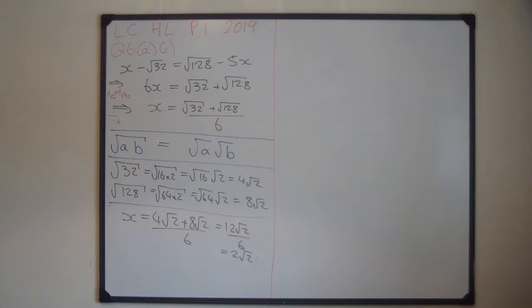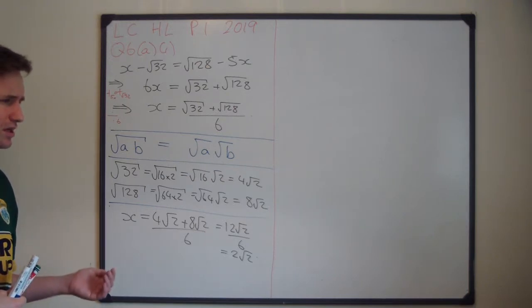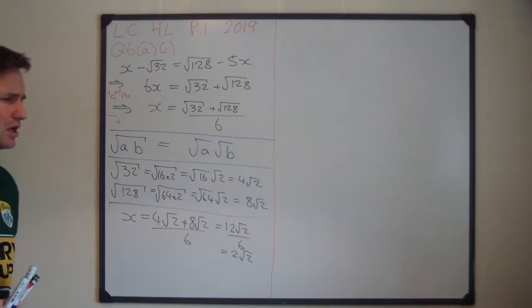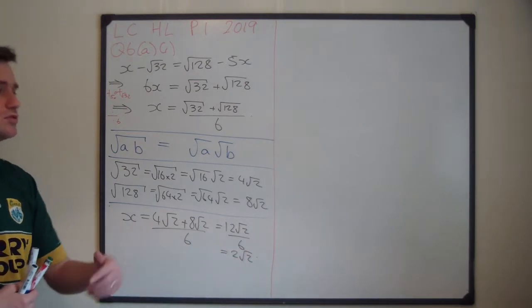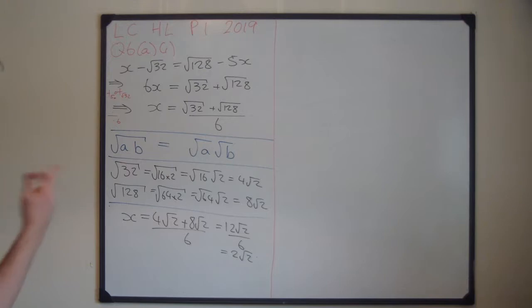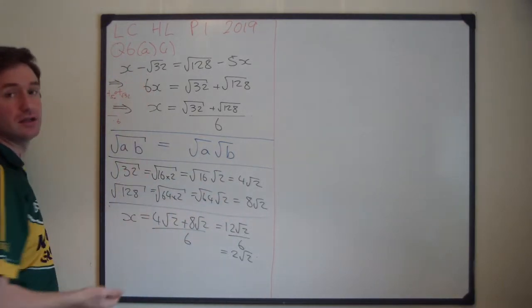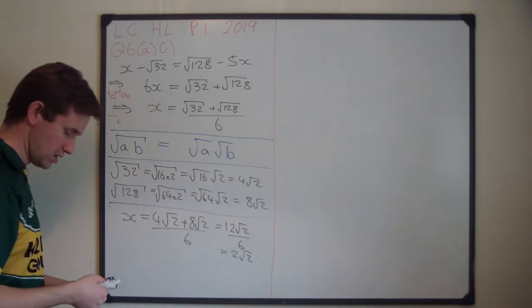Now, let us look at the thing. Have we answered the question as asked? Have we found the value of x? We did. Is it a real number? Yes, it is. Is it in the form a natural number by root 2? Yes, it is. This is all good. If you want, you could substitute back in here if you wanted. Okay. Part B.